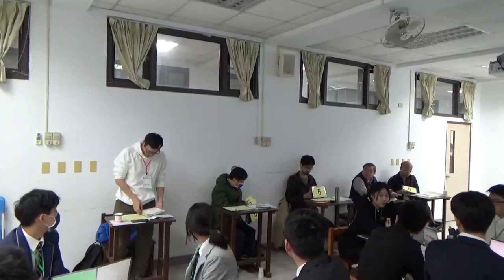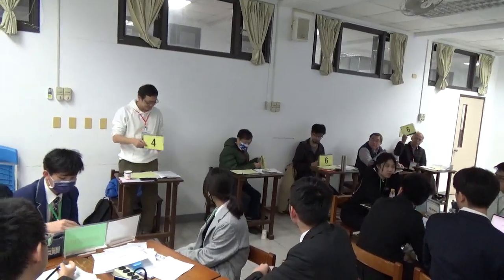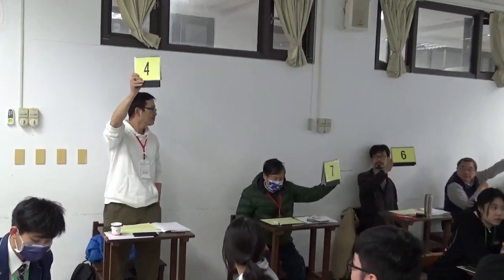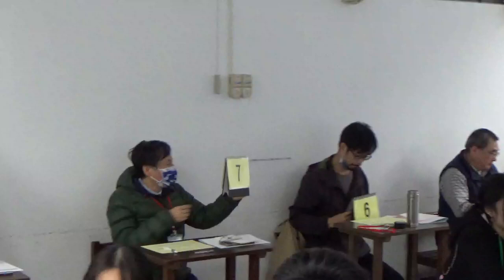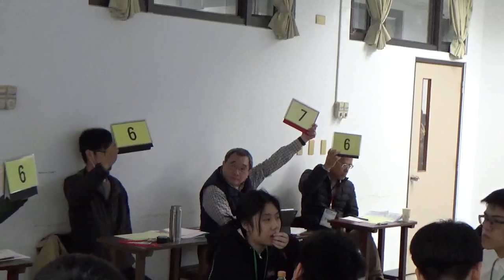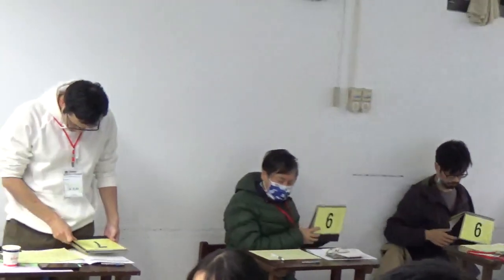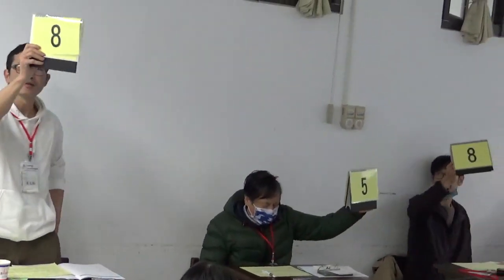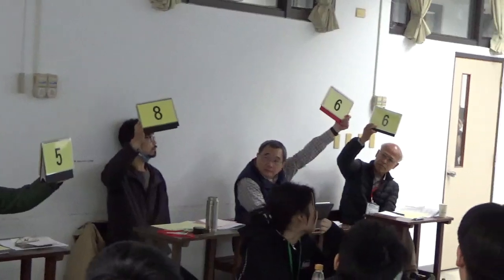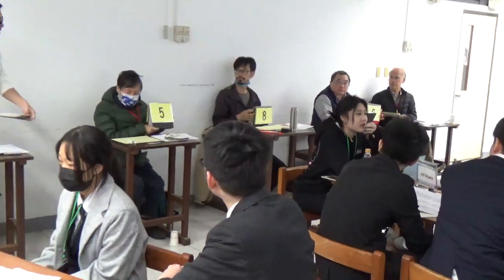Let's show the scores. First for the reporter: 4, 7, 6, 6, 6. Then for the opponent: 7, 6, 6, 7, 6. Then for the reviewer: 8, 5, 8, 6, 6. Does anyone want to comment on your score?